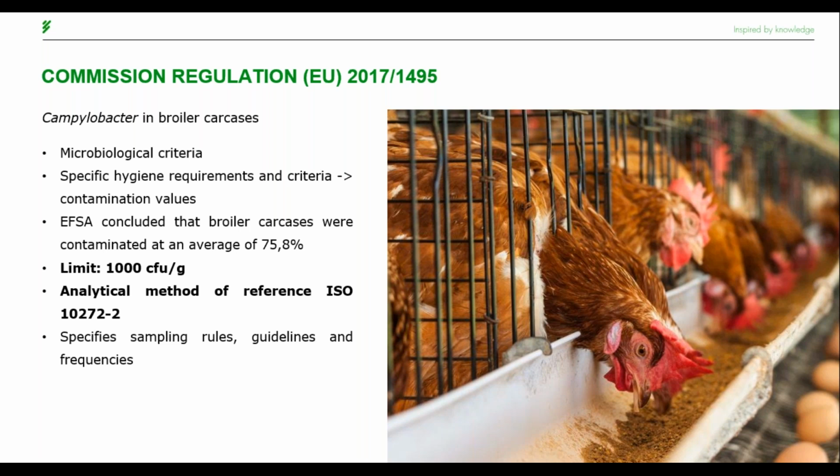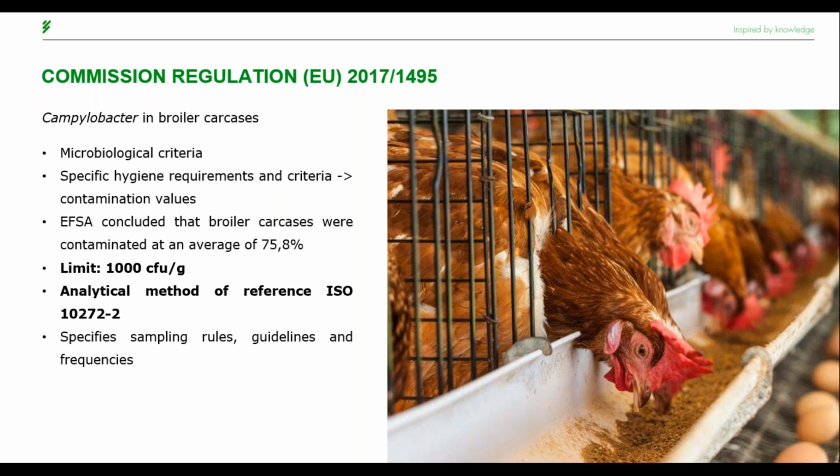The European Food Safety Authority, or EFSA, studied the prevalence of Campylobacter in broiler carcasses and concluded that 75.8% were contaminated. The limit of 1,000 colony-forming units per gram comes from the EFSA estimation that a public health risk reduction from the consumption of broiler meat of more than 50% could be achieved if only carcasses complied with this limit, and highlights that significant different contamination levels exist between neck skin and breast skin samples.